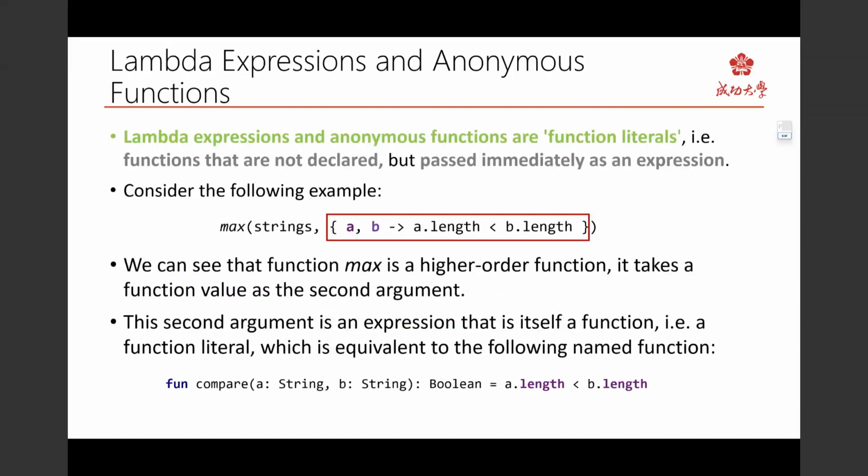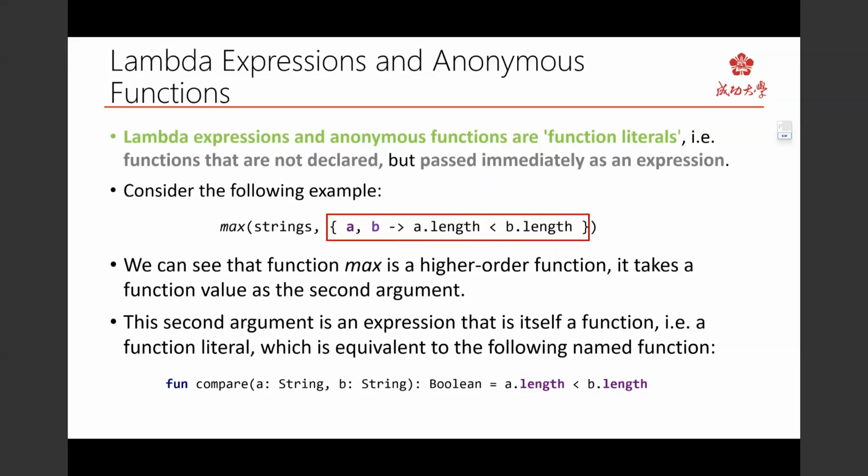So, lambda expressions and anonymous functions are all function literals, meaning they are functions that are not declared, but passed immediately as an expression to a function as parameters. You can see here, this is a very simple example. This max function over here, you can see that its second parameter over here is a lambda expression.